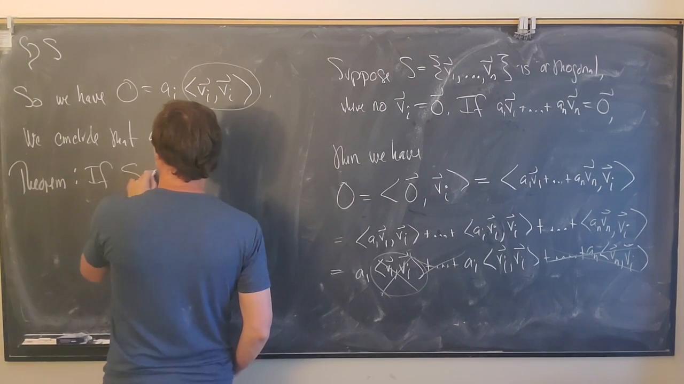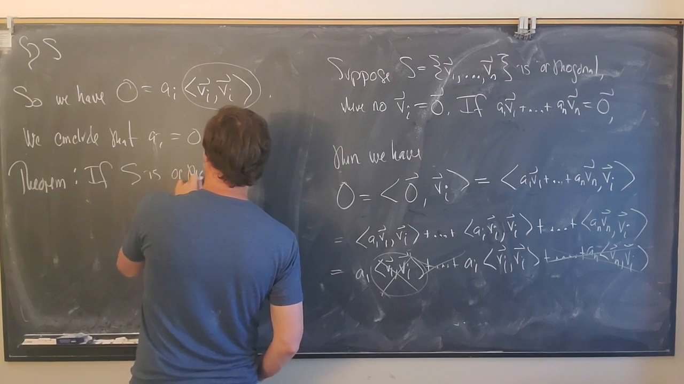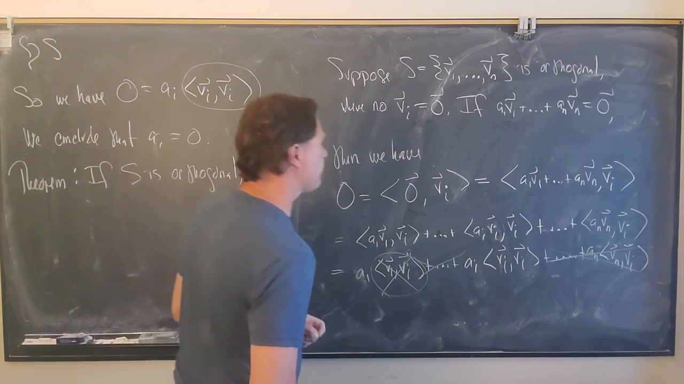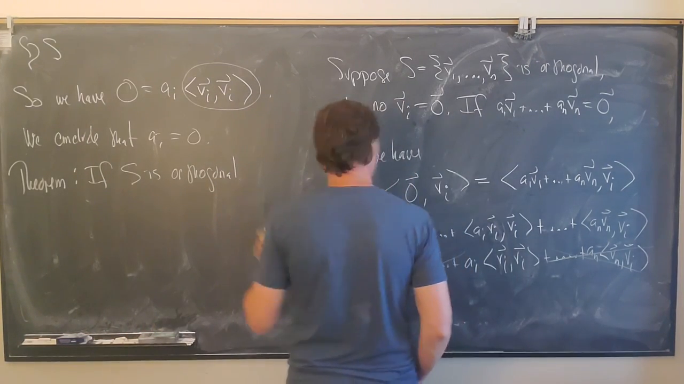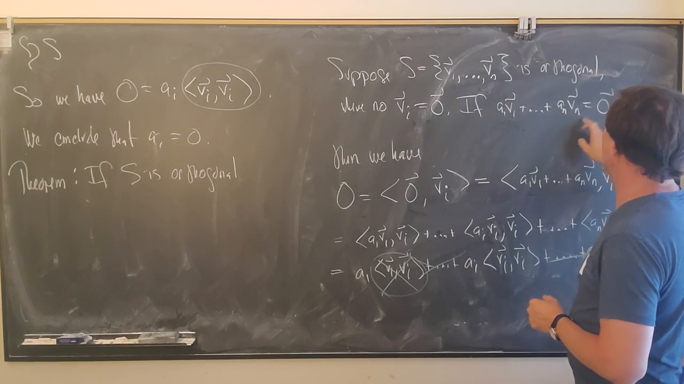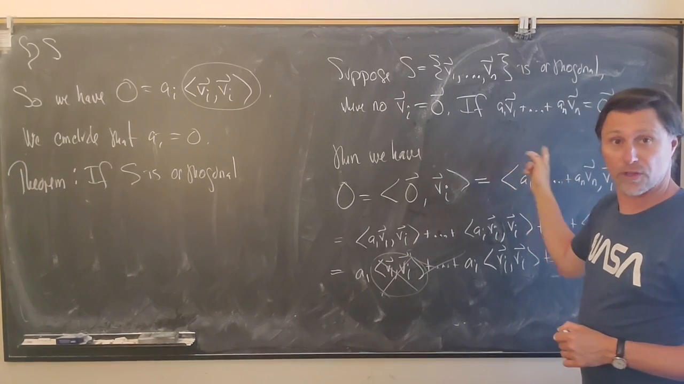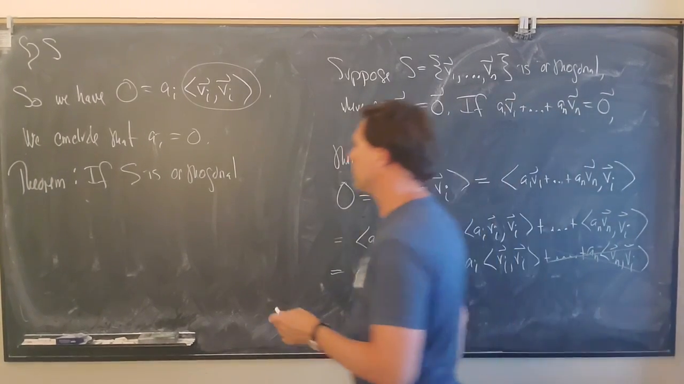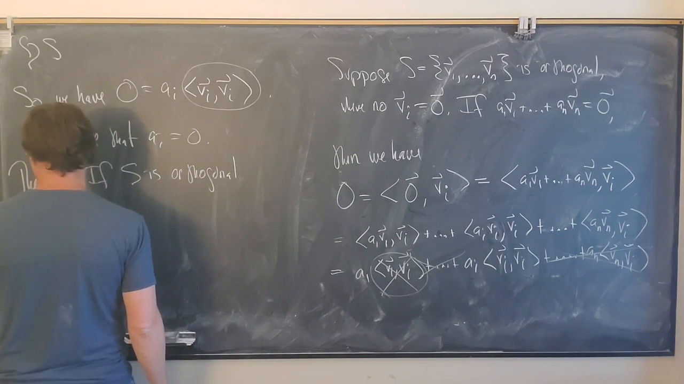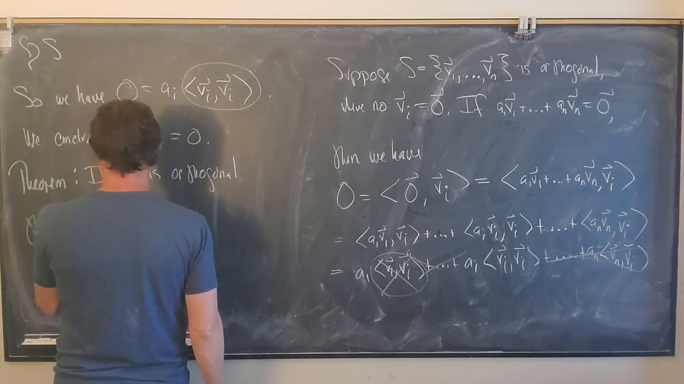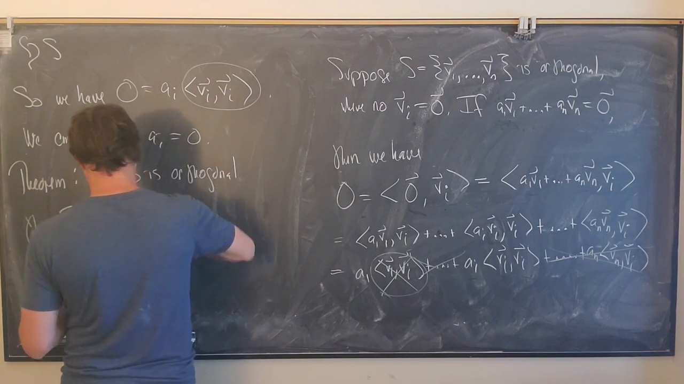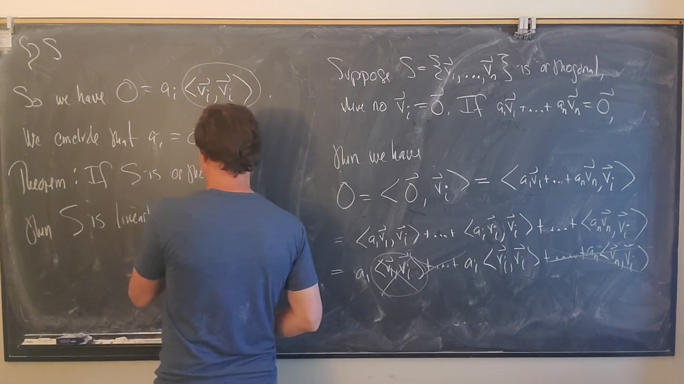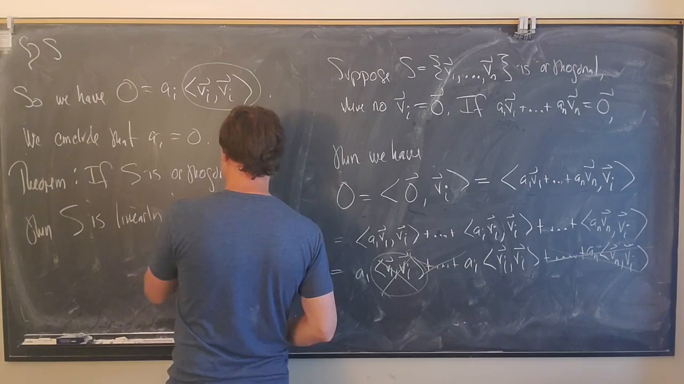If S is orthogonal, then, let's see, what did we show? That if we have a linear combination equal to the 0 vector, then all the coefficients have to equal 0. What we just showed then is that this set right here has to be linearly independent. So if S is orthogonal, then S is linearly independent. So orthogonal sets are linearly independent.